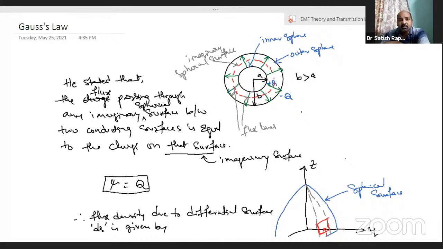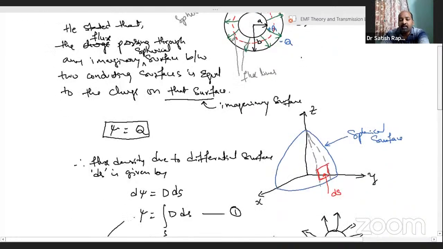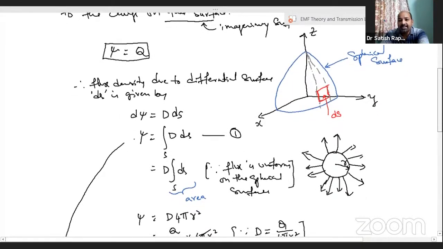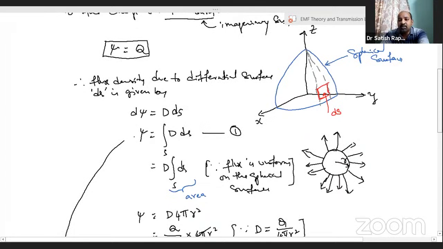If an imaginary spherical surface is assumed between the inner sphere and outer sphere, the total flux passing through the imaginary spherical surface is equal to the charge on that surface. That means ψ is equal to Q. And I have proved the statement, so there is a proof, taking a spherical surface.